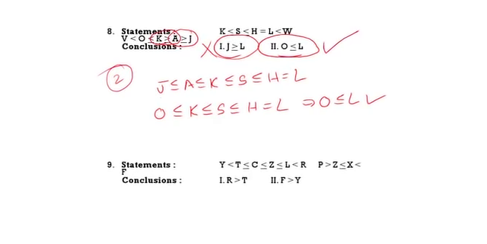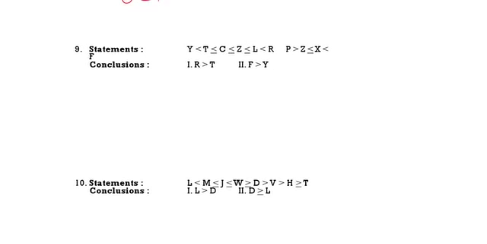See the next question. Y less than T, T less than or equal to C, C less than or equal to Z, Z less than or equal to L, L less than R, and P greater than Z, Z less than or equal to X, X less than F. Now R greater than T.